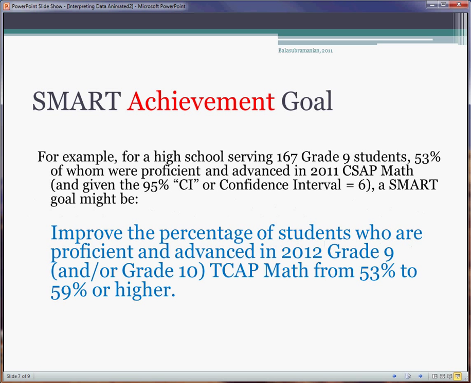These are some examples of how we will use our standard error data to determine meaningful goals for our schools and our students. These are based on the 95% confidence interval, or 2 standard errors. We can use the data to set grade level goals and/or cohort goals.